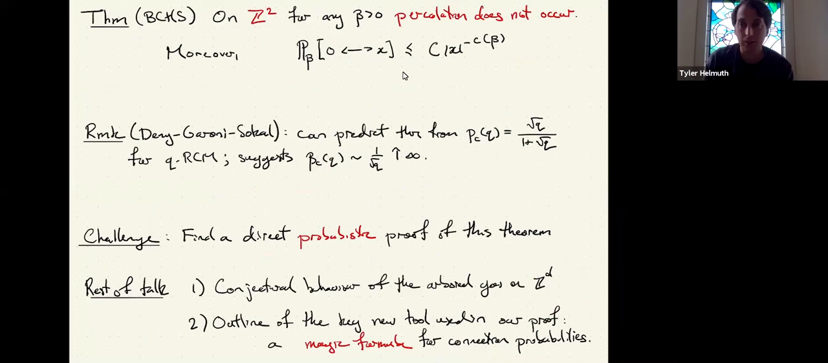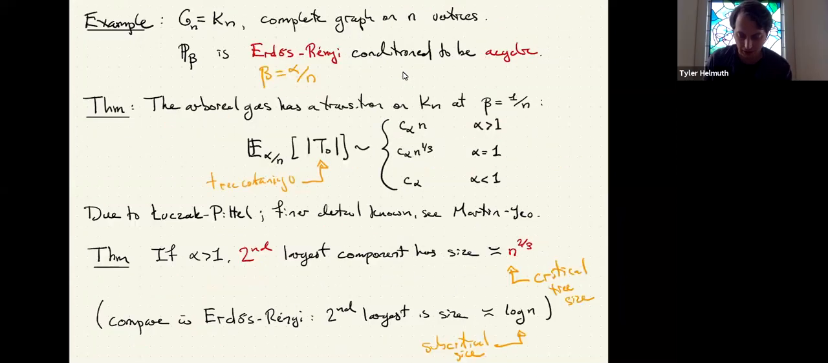Okay, so on the complete graph, maybe one other comment here is that alpha equals 1 is exactly the transition for Erdős-Rényi. So in some sense, not so much has changed in the arboreal gas compared to the Erdős-Rényi random graph. But in the supercritical behavior, you start to see some differences. Okay, so on the complete graph and on the tree, you still have a transition. It looks kind of like percolation in some sense.